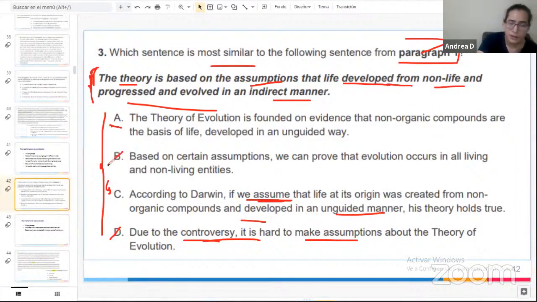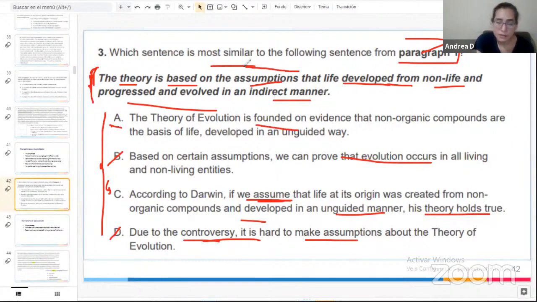The same happens in B, right? It's completely different. This is mostly about where evolution occurs, and this is not about where evolution occurs. This is about what the theory is based on. So you just need to find one that is about the same thing, what the theory is based on. Not whether the theory is going to hold true or not, because that's not the idea, right? We don't care whether it's going to hold true or not. We care what it's based on. And that's what you have in A. The theory, aka the theory of evolution, is based on, is founded on.